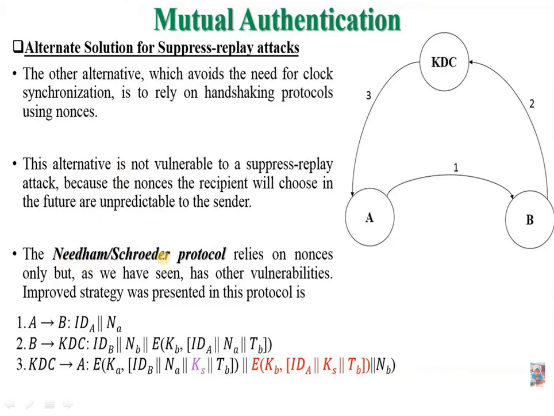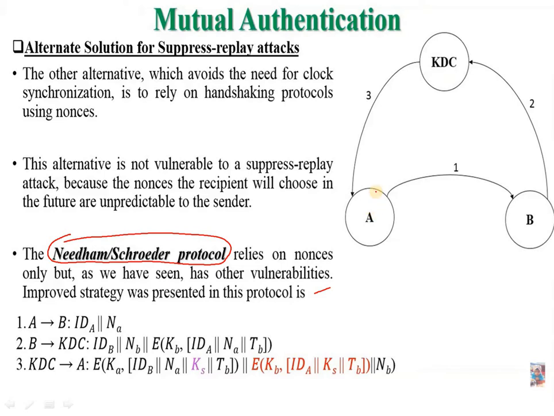The Needham-Schroeder protocol relies on the nonces only, but as we have seen, has other vulnerabilities. The improved strategy was presented in this protocol. So in this protocol, to avoid this surplus reply attack, some improvement over the Needham-Schroeder protocol is introduced here. What is the improvement they have made? You can see here. Previously in the Needham-Schroeder protocol, A was directly communicating with the KDC, right?